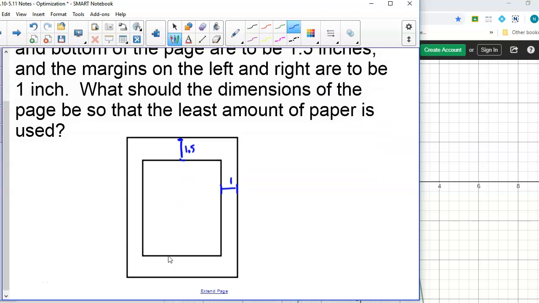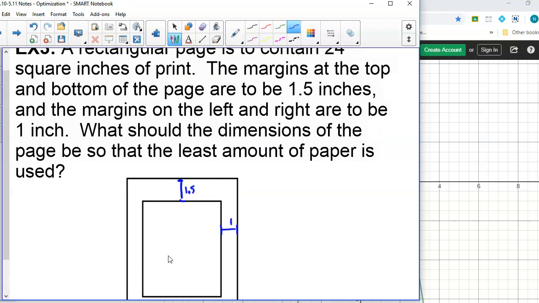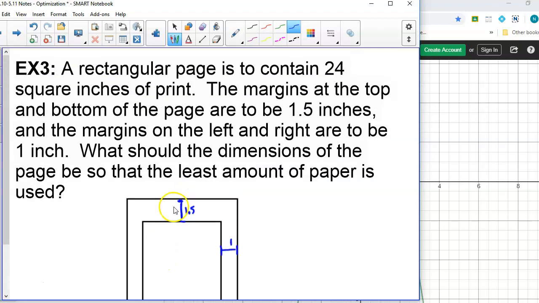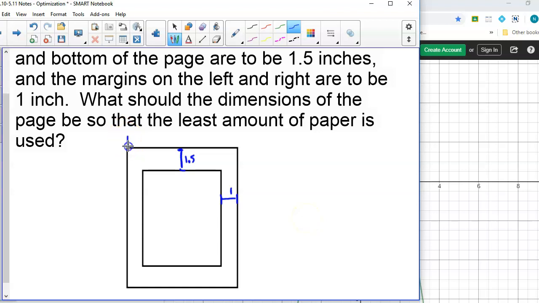Now, you've got a couple options on this, because we know we have to have 24 square inches of print. If you look at the question, that'll help you decide where to put your X. What should the dimensions of the paper be so that the least amount of paper is used? So the dimensions of the paper, we're looking for this, we'll call that X, and this, we'll call that Y.